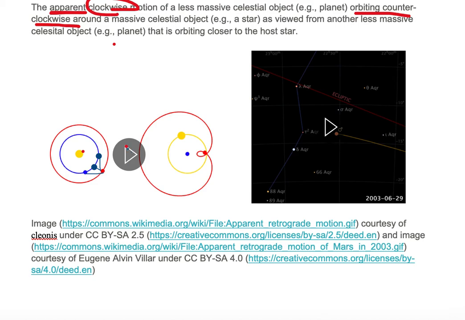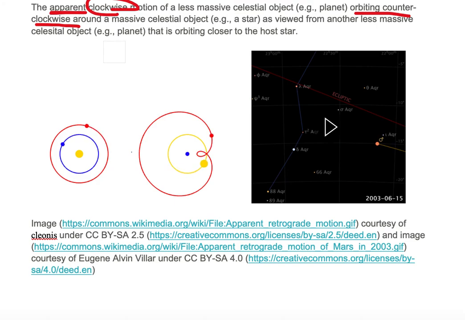So let's take a look at this. Here we start the motion, and as we can see, when Earth approaches, it looks like from our point of view, the slower moving Mars is going backwards. It's all a relative motion of the inside orbit relative to the outside orbit.